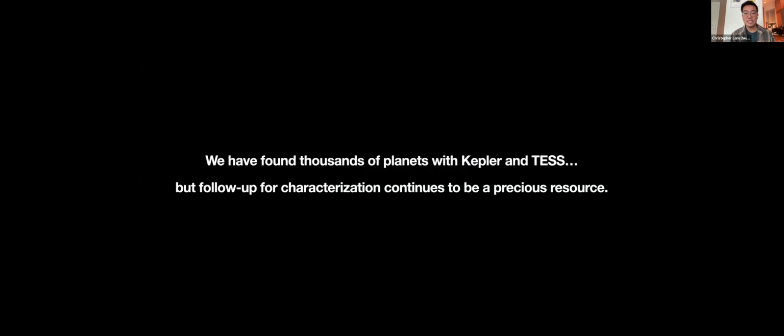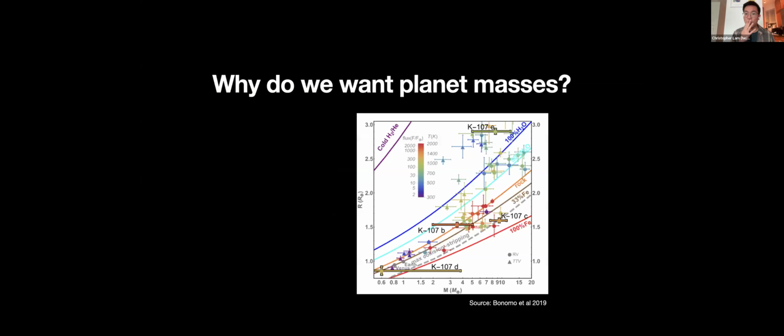Okay, so like any good exoplanet talk, I'm going to start by saying we have found thousands of planets with Kepler and TESS. And then I will also say that follow-up for characterization continues to be a precious resource. So backing up one step, why do we want planet masses?